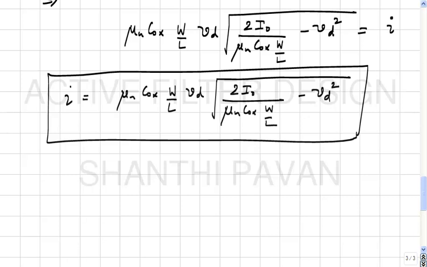The other thing is, this looks like a messy expression, so let's get some intuition on it. So, at VD is 0, in other words, for small VD, what is I from the expression? Square root 2 I naught mu n Cox.